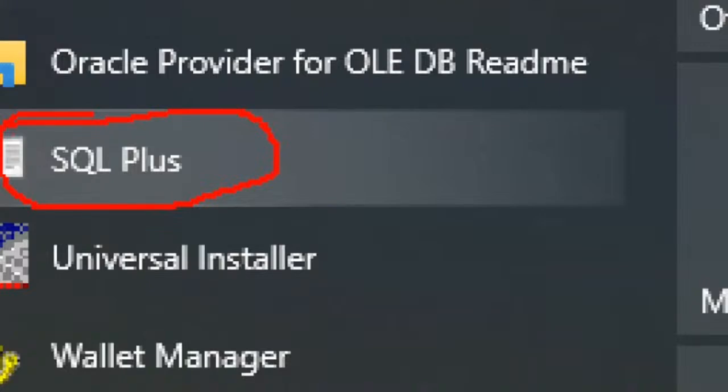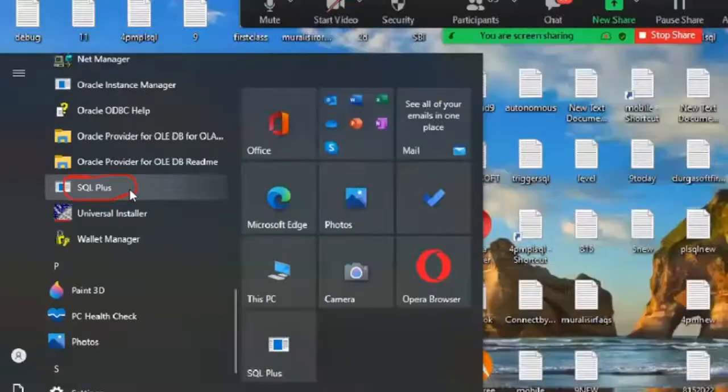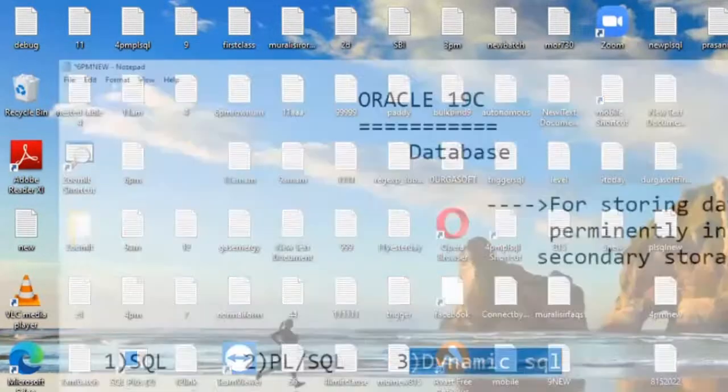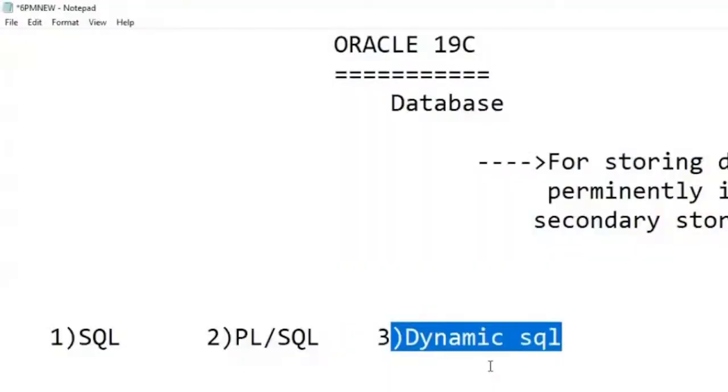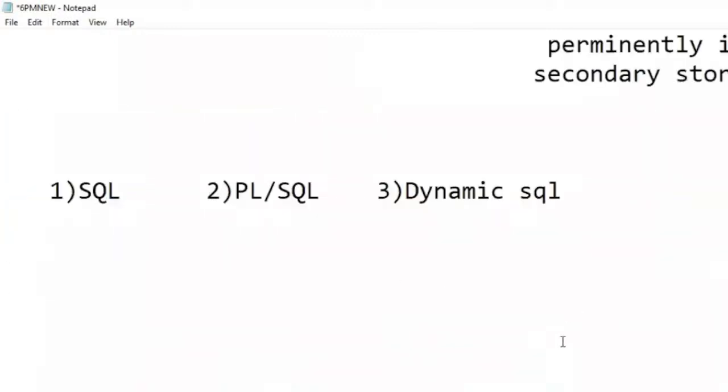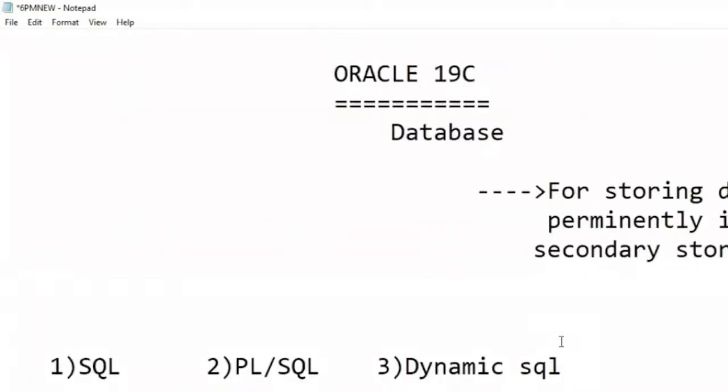But this is SQL Plus. You are not required to load it. Once we load the Oracle software, that SQL Plus tool is automatically available. Those are all the things we learn in our course. Okay? I'm just telling small concepts.